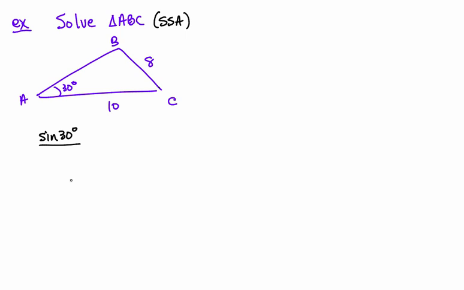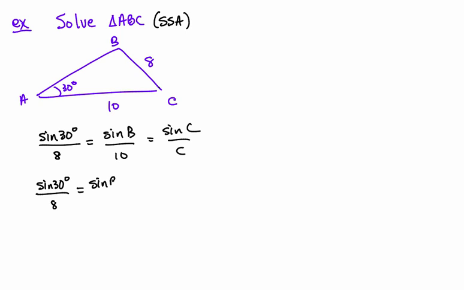I've got sine 30 degrees over 8 is the same as sine b over 10 is the same as sine c over c. So a lot like the last one, I don't have too much information about c yet, so I'm going to solve just using the a and b ratios. So sine 30 degrees over 8 is the same as sine b over 10, and I just multiply both by 10 and get a decimal for whatever 10 sine 30 degrees is equal to.